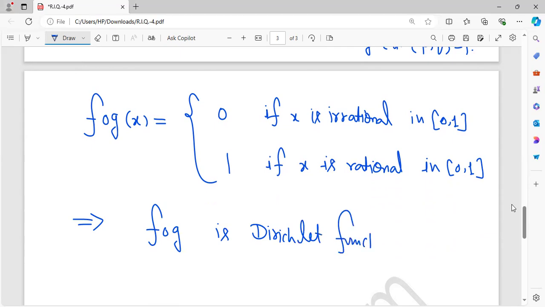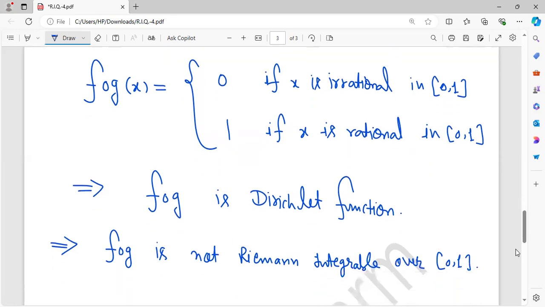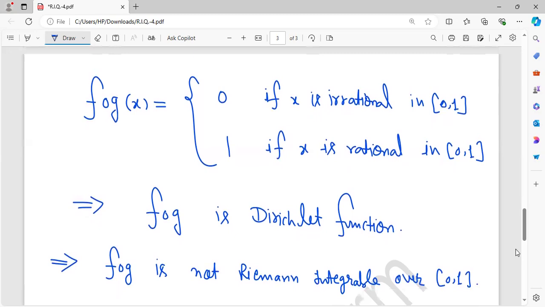And we have shown already that the Dirichlet function is not Riemann integrable. So this implies f composed g is not Riemann integrable over the closed interval [0, 1]. Therefore, the composition of two Riemann integrable functions need not be Riemann integrable. Okay. f and g are Riemann integrable, but f composed g is not Riemann integrable.